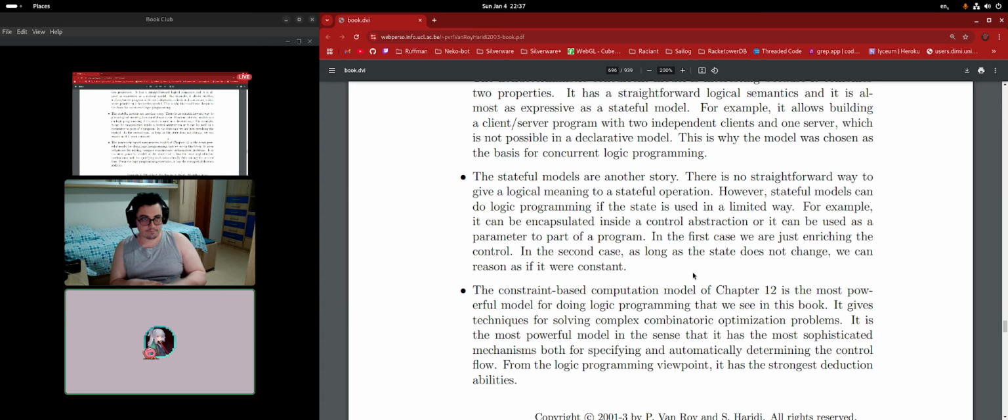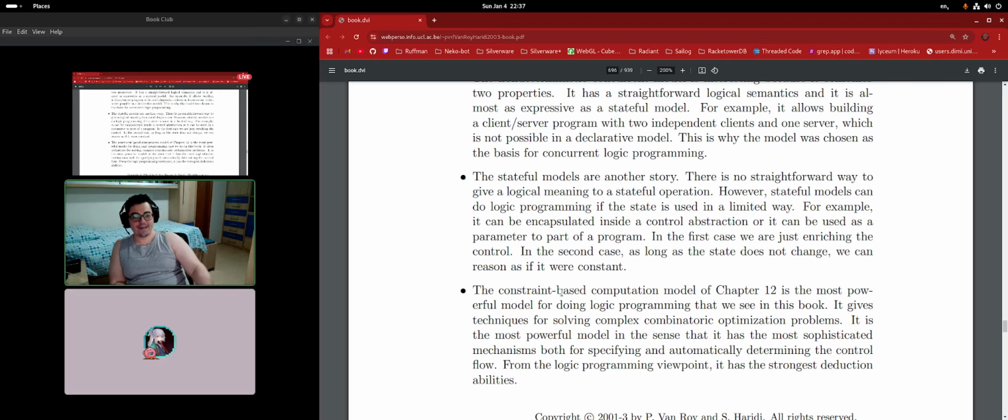Yeah, another approach is to do what Mercury does, which is linearity, right? Basically, if you're doing something stateful, the stateful thing can only be referenced in one place, and then you cannot actually observe the fact that it's changing over time. Yeah, that makes perfect sense.